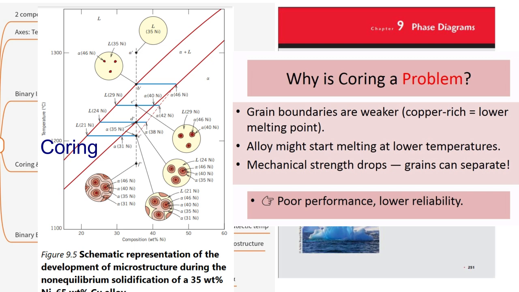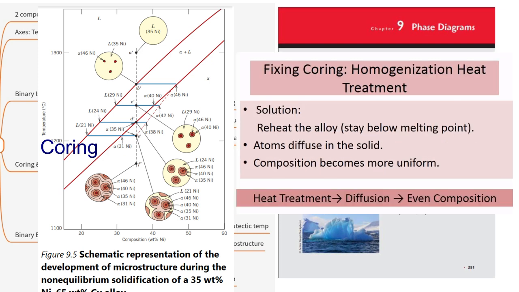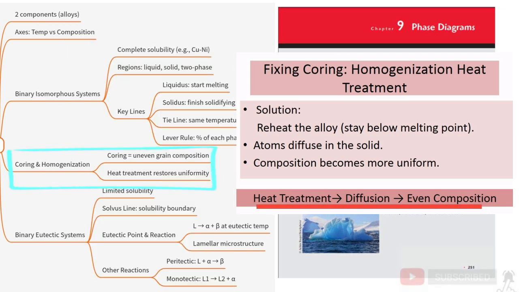That doesn't sound good. Is there a way to fix this coring problem? Yeah, you can do a homogenization heat treatment. Basically, you heat the alloy up to a temperature where diffusion can happen more easily in the solid state, and that lets the nickel and copper atoms move around and even out the composition. So a little bit of heat can fix the unevenness caused by cooling too quickly.